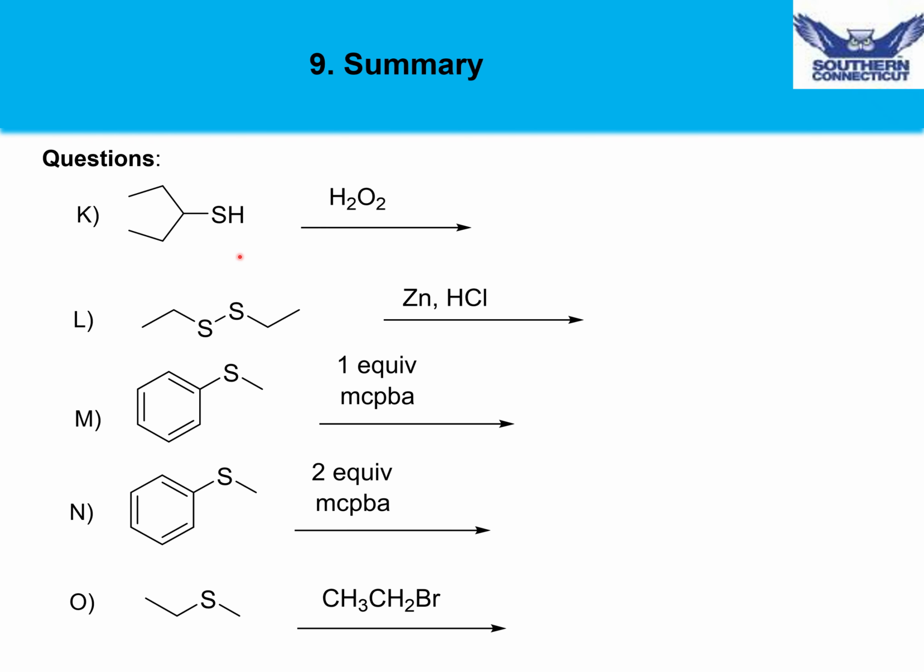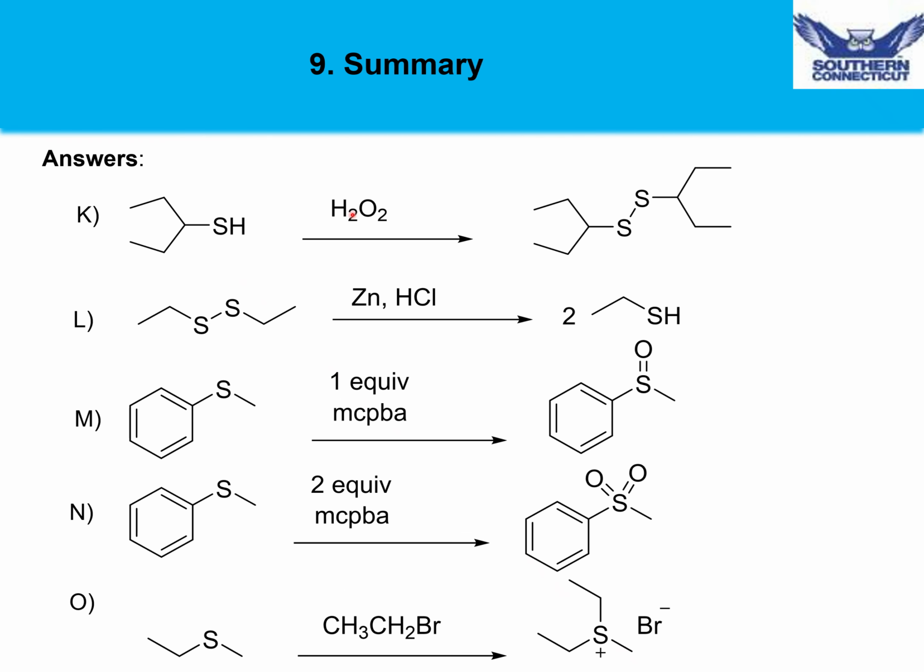In the first reaction on this slide, we have a thiol, and we're going to add a mild oxidizing agent, hydrogen peroxide. In the second reaction, we take a disulfide and add zinc and HCl. In the third reaction, we're taking a sulfide and adding 1 equivalent of MCPBA. In the fourth reaction, we add 2 equivalents of MCPBA. And then in the last reaction, we'll take a sulfide and add an alkylating agent shown here.